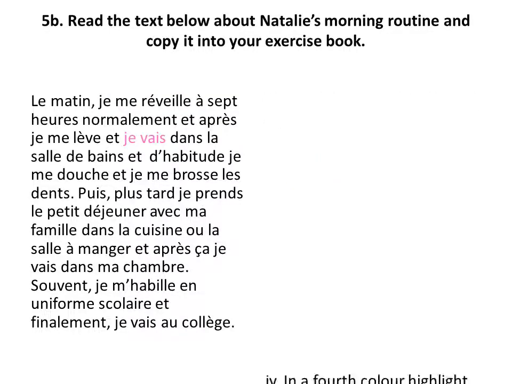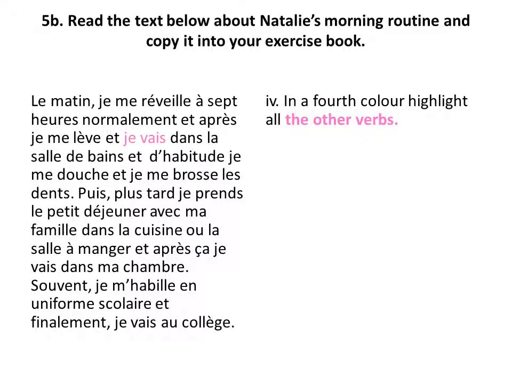Okay, and now in a fourth colour you're going to highlight all the other verbs that you find in the text. I've highlighted je vais, I go, in pink. So that is my example, je vais. But go and find all the rest of the verbs and highlight those in your fourth colour now. So press pause and when you're ready, press play to continue. Excellent. Now let's check your work.